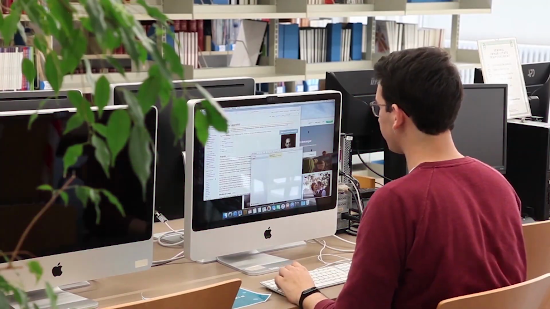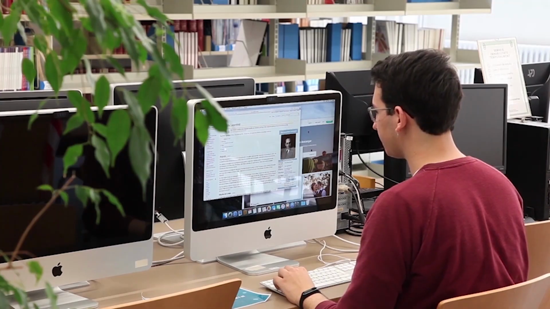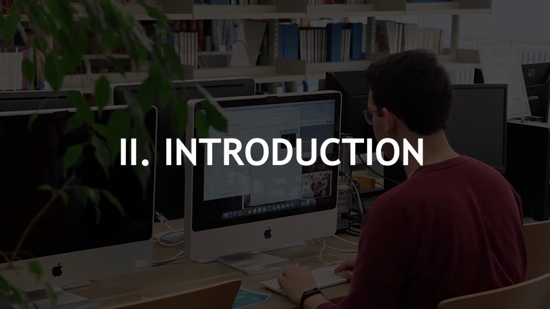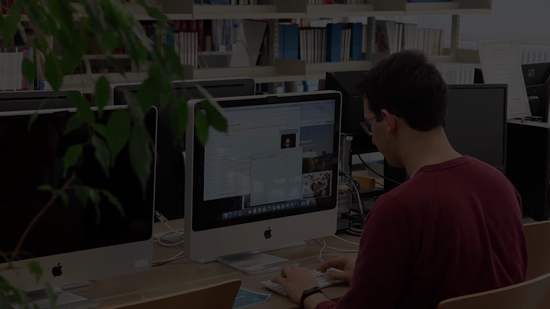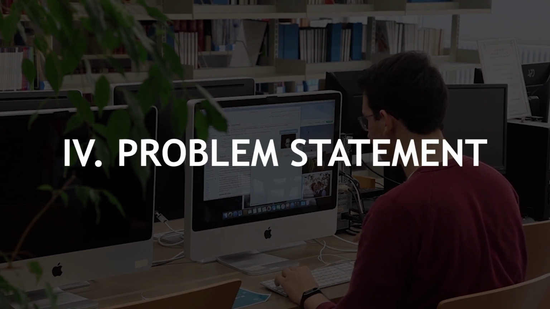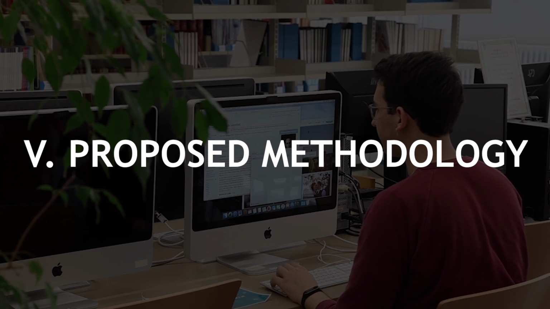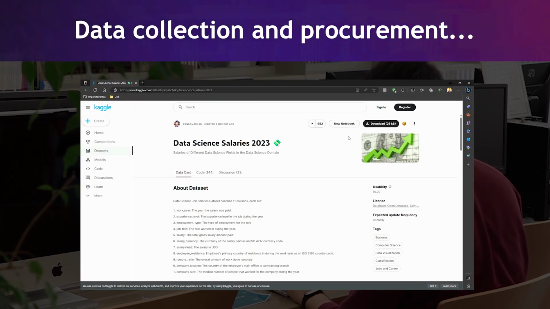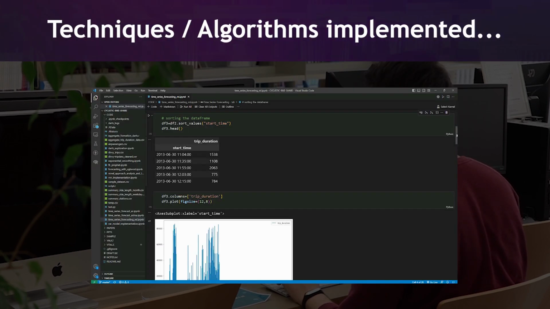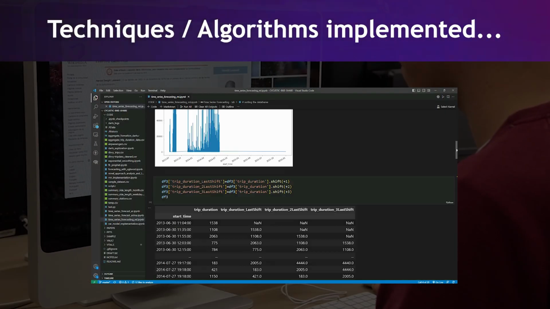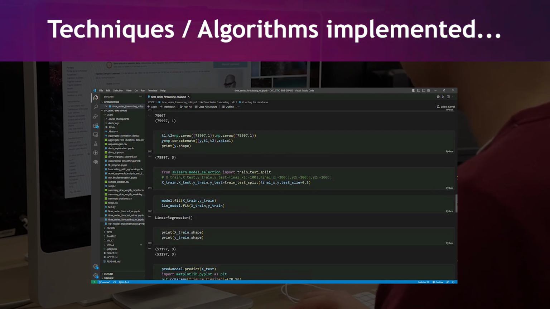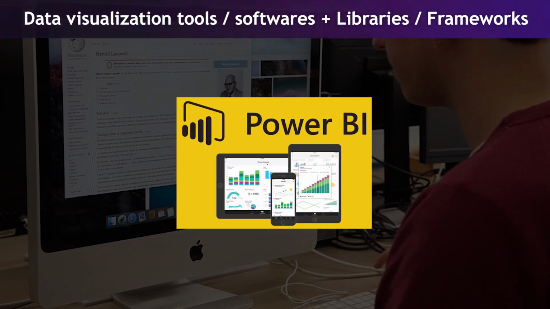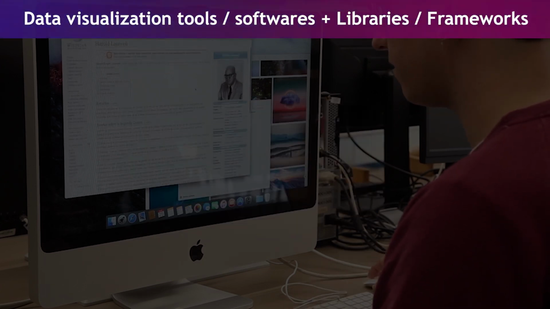Now let's talk about the parts which are there in the research paper. So the first part is the abstract, and then we have the introduction followed by the literature review. Then we have the problem statement which can have various subparts like the background of the proposed work as I mentioned before, and it can also have the data collection and procurement stage or subpart. You can also include the techniques or the algorithms which you have implemented in your research work to solve the problem, followed by various types of graphs. You can also use various data visualization techniques and analysis with various libraries and other frameworks.